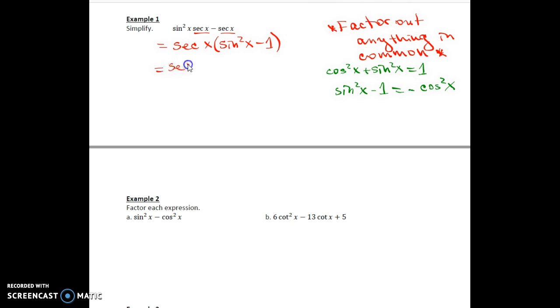So when we're trying to simplify our expression, we can replace the sine squared of x minus 1 with negative cosine squared of x. Now we're multiplying a positive and a negative, so to simplify, we can put the negative sign up front. We know that secant of x is really equal to 1 over cosine of x. And then we need to multiply by cosine squared of x. You can easily see that that simplifies to negative cosine of x.